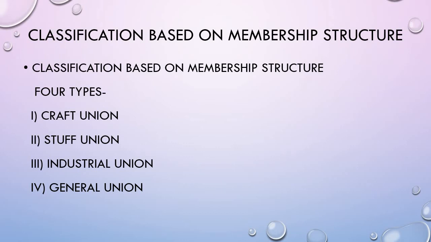The last type are general unions under the membership structure. This type of union consists of workers employed in distinct or different industries and crafts within a particular city or region. Jamshedpur Union is one example. In India, there are several industry-region unions due to the concentration of some industries in particular regions.